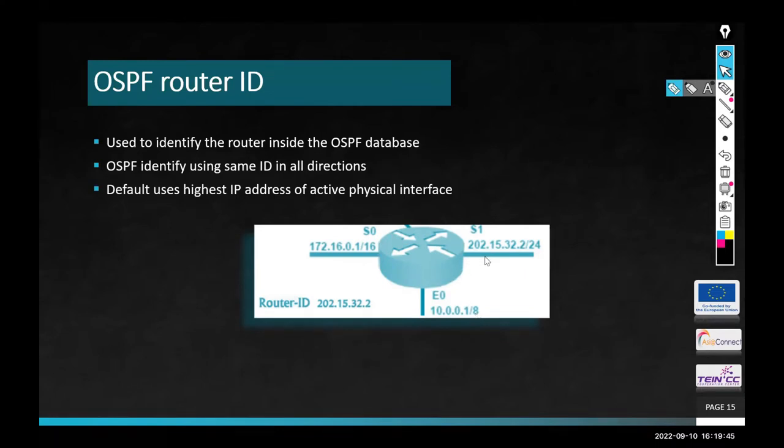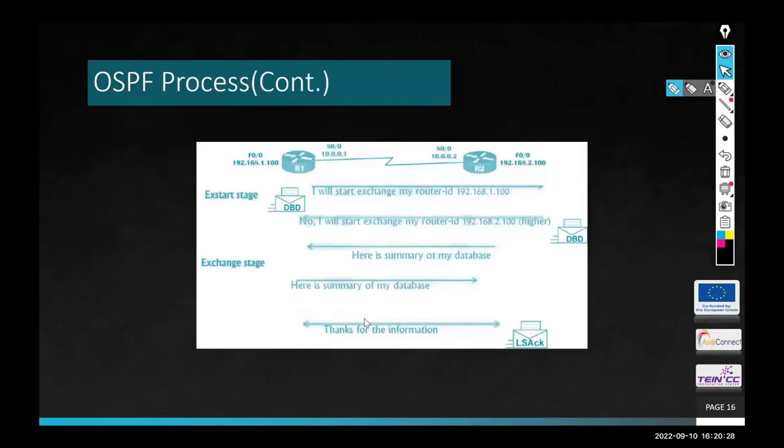So what will be the router ID? The highest IP of the interface IPs which are up. So 202.15.32.2 will be the router ID. But if you have configured a loopback interface IP, then the loopback IP will be the OSPF router ID. And if you configure two loopback interfaces, like loopback 0 with 172.16.0.1 and loopback 100 with 10.0.0.1, then it will check which one is the highest IP address for the router ID. Make sense, guys?